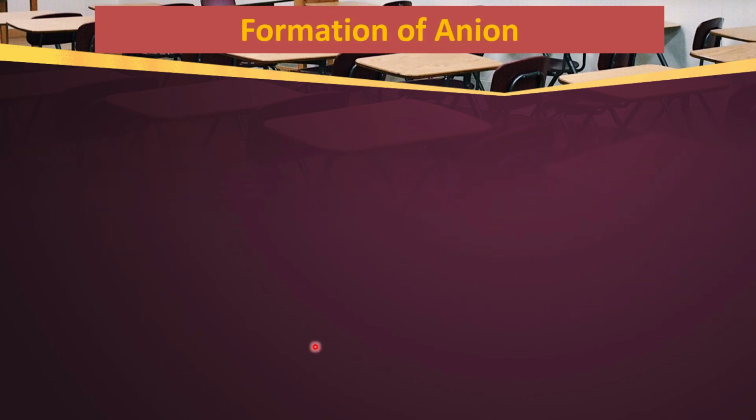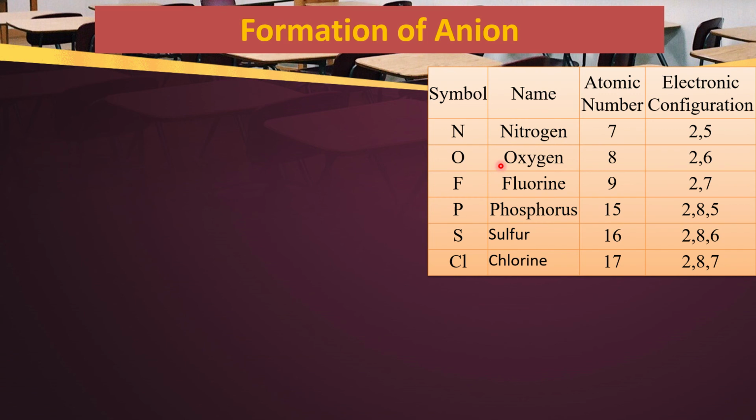Now, formation of anion. Anion means the number of electrons is more than the number of protons. Non-metals will form anions. Non-metals, that means nitrogen, the electronic configuration of nitrogen is 2,5. It needs 3 electrons to gain stability. Oxygen 2,6 needs 2 electrons to gain stability. Fluorine 2,7 needs 1 electron. Phosphorus needs 3 electrons. Sulfur needs 2 electrons, and chlorine needs 1 electron to gain stability.